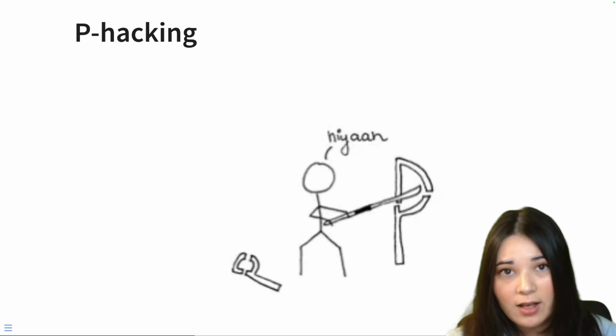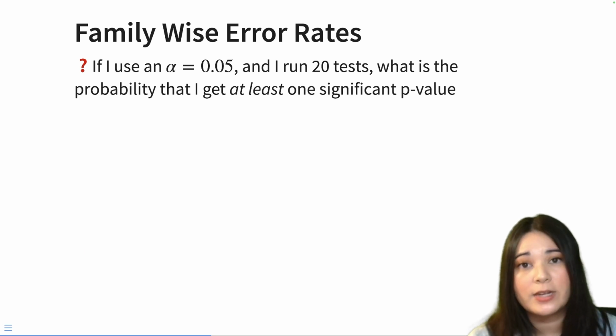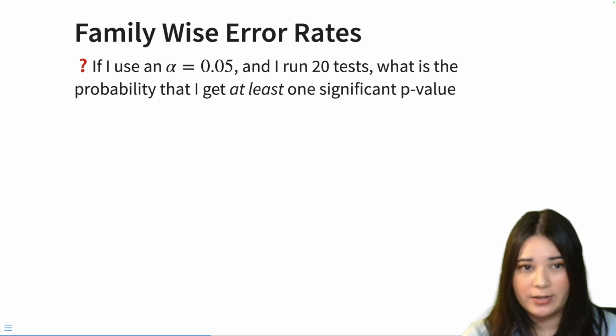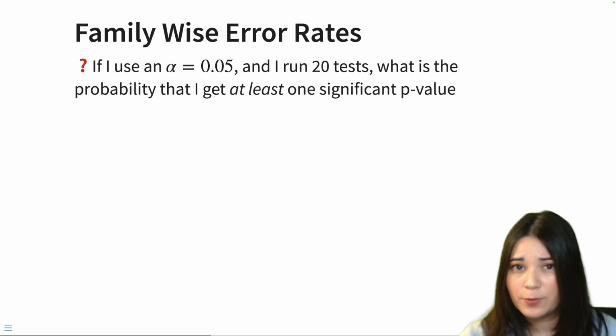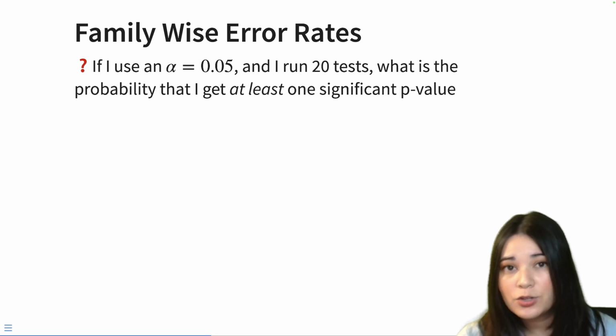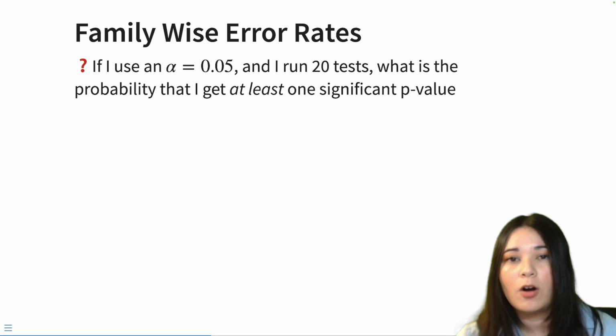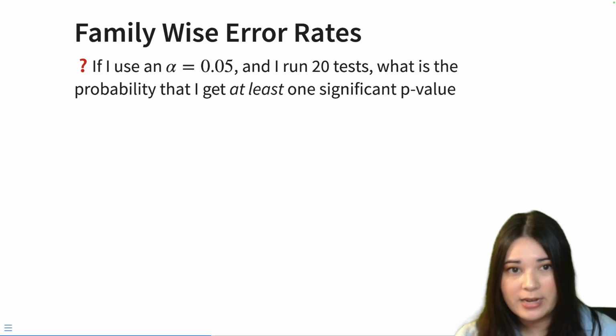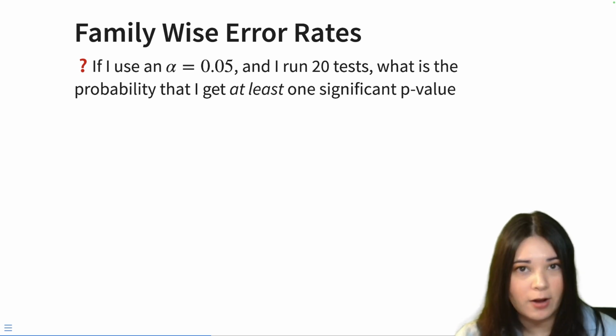Another really important concept when it comes to frequentist hypothesis testing is family-wise error rates. One of the huge benefits of frequentist hypothesis testing is that we get to directly choose what our long-run type 1 error rate is, right? It's just alpha, whatever alpha we choose.